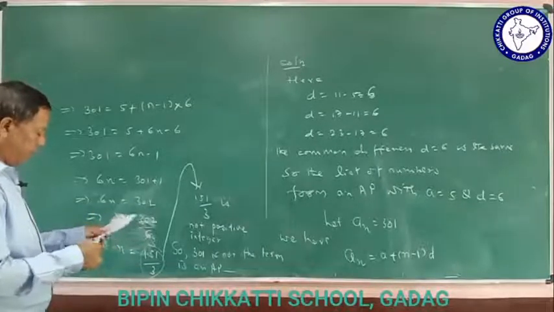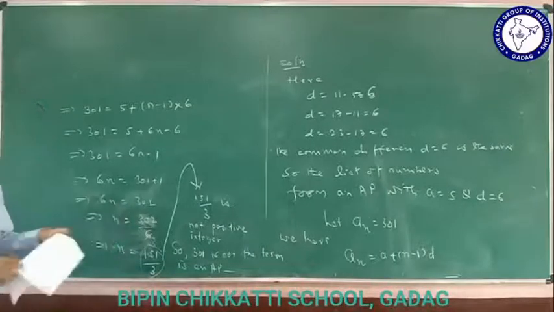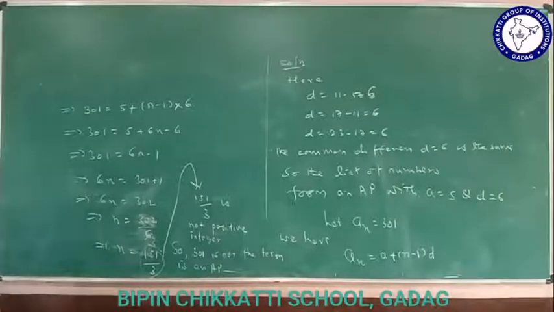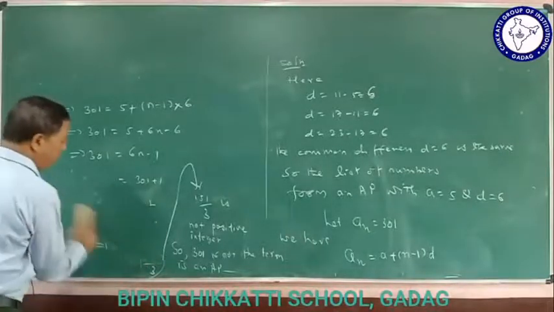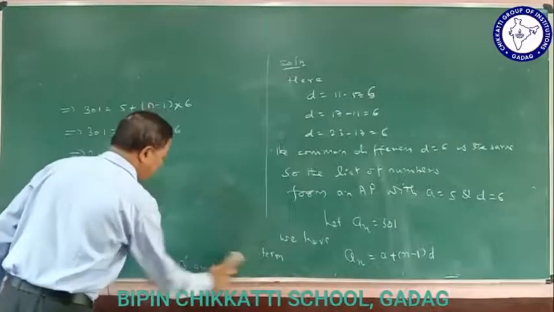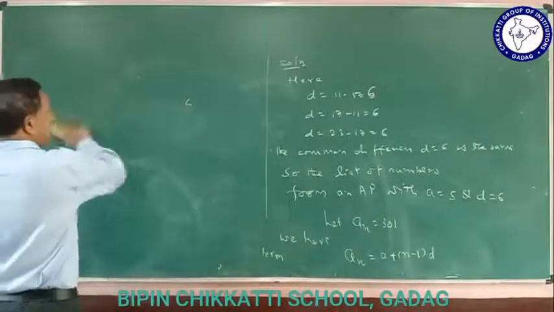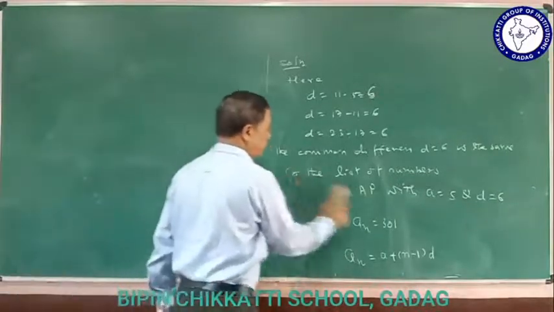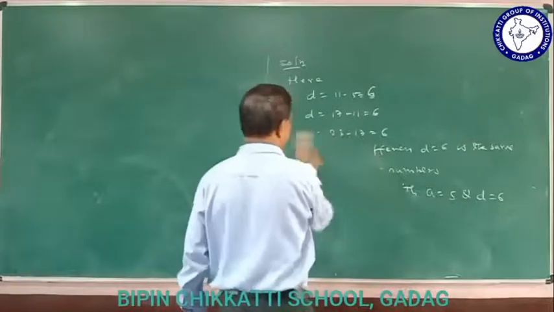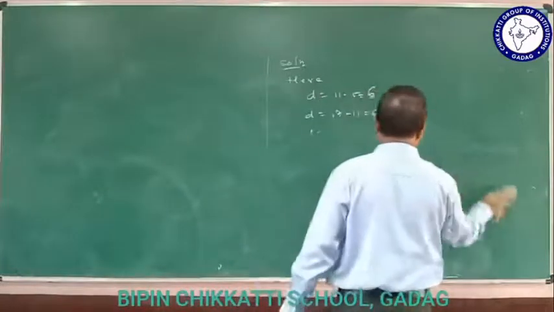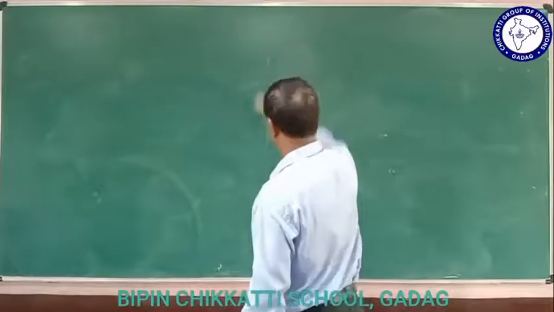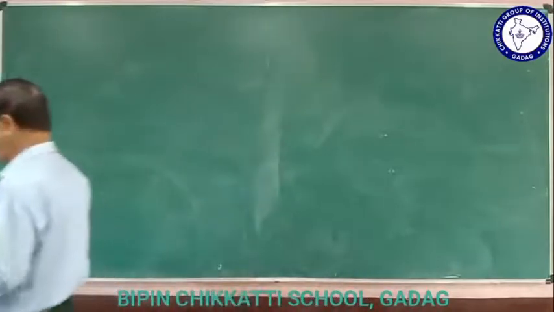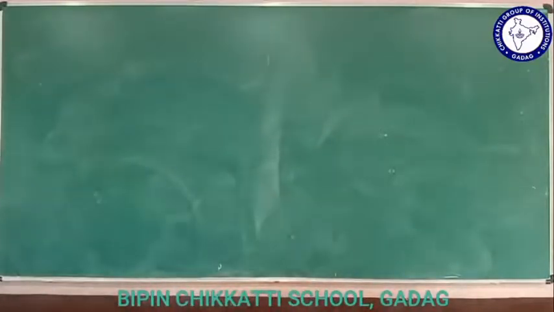Now I am giving 2 more problems, and accordingly you can understand. See the next problem. I hope you understood that 301 is not a term in the AP because n is not an integer. n is not a positive integer. It should be positive, because it is taken to count the number of terms. See the next problem here.